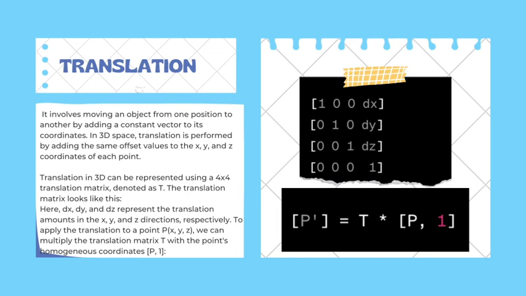The translation matrix looks like the following figure, where it is represented by T. Here we can see 1 0 0 dx, 0 1 0 dy, 0 0 1 dz, 0 0 0 1. The dx, dy, and dz represent the translation amount in the x, y, and z direction respectively. To apply the translation to a point P of x, y, z, we apply the translation matrix T with the point's coordinates p, 1, as shown in the figure, where P dash is equal to T into p, 1.